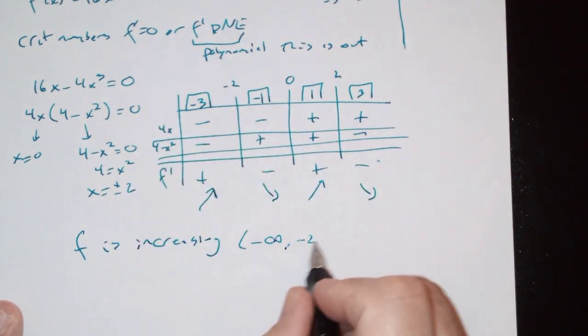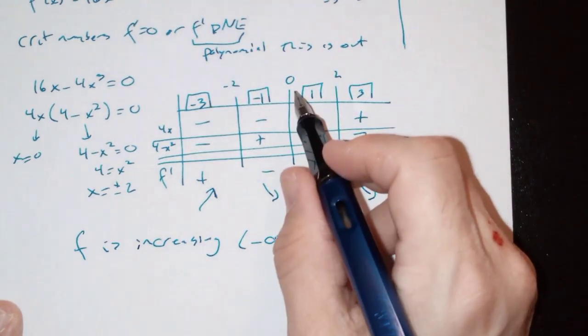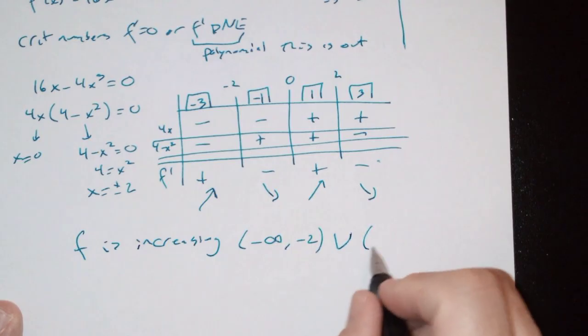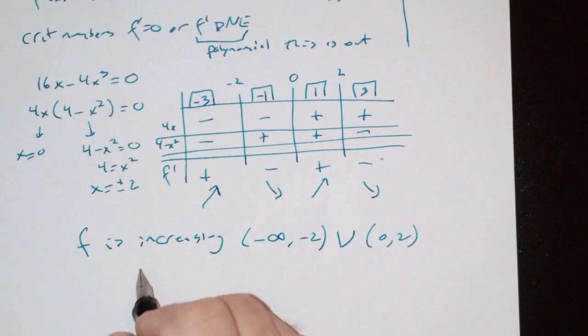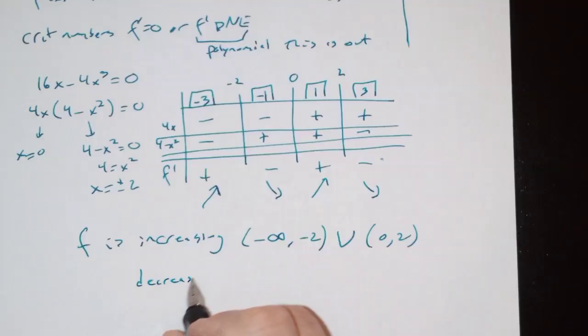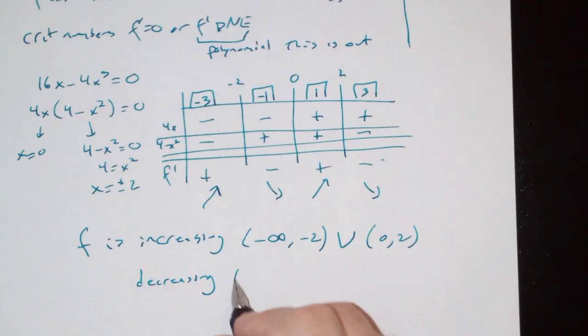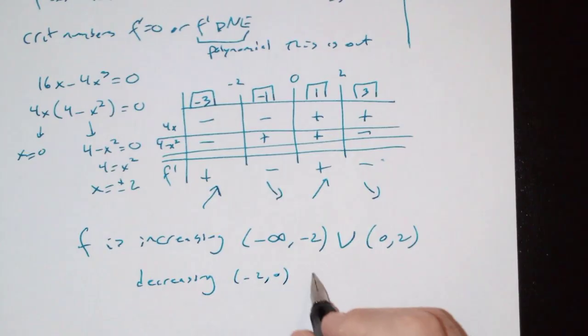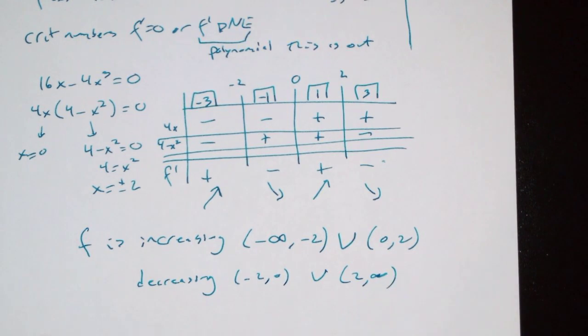Everything to the left of -2. It's also increasing here between 0 and 2. That's that union. It's the mathematical version of the word or. It is decreasing when x is in here or x is in there, -2 to 0, or everything to the right of 2.